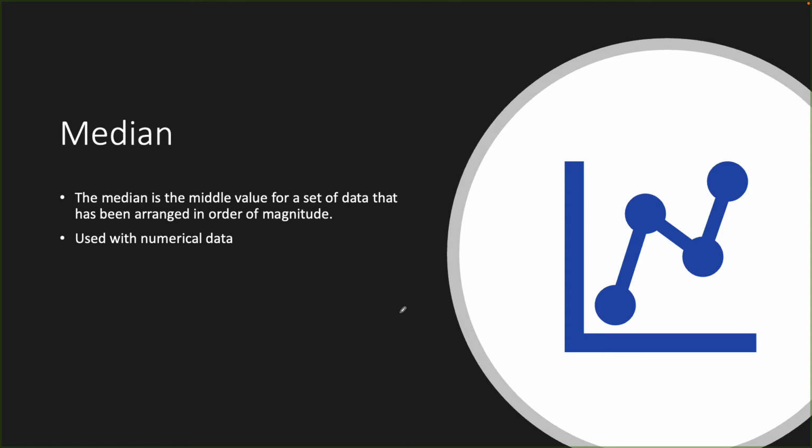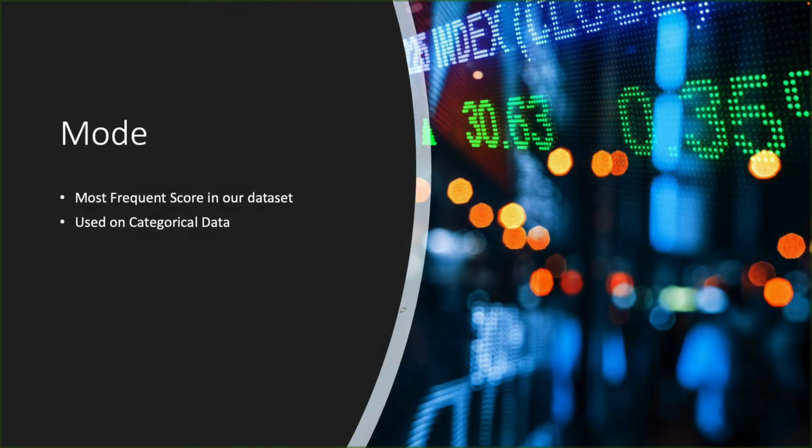And then the other measure of central tendency that we have is the mode. The mode represents the most frequent score in our data set. And from the data science perspective, we generally use it on categorical data.